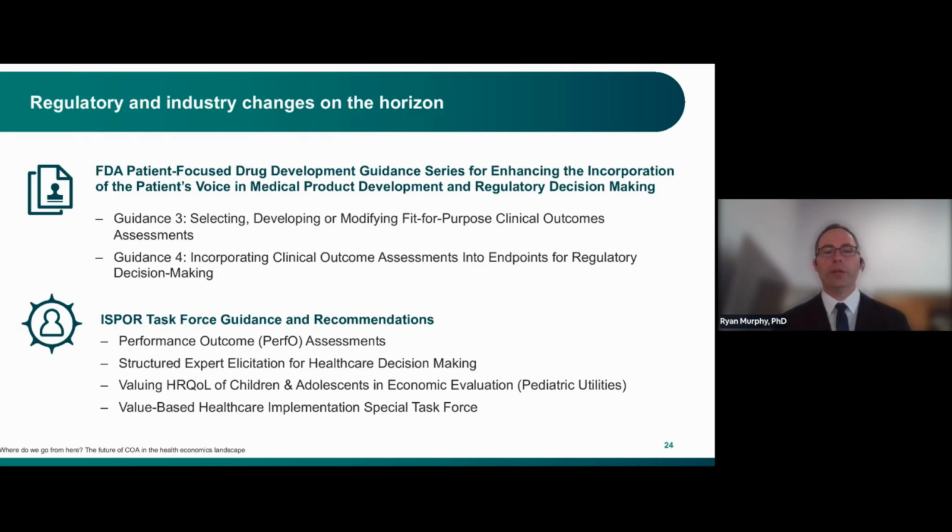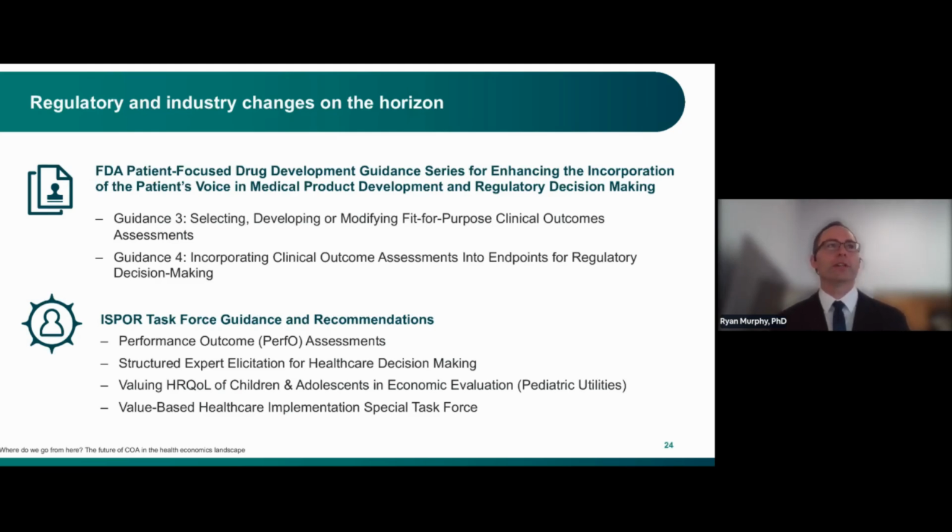Given the speed with which all of this is changing, there's also regulatory and industry changes coming on the horizon that can impact how we are administering COAs or incorporating them into the studies in the first place. Some of the upcoming developments to keep an eye out for include 2 new guidances from the FDA's Patient-Focused Drug Development Guidance Document Series. Quite the mouthful in that title there.